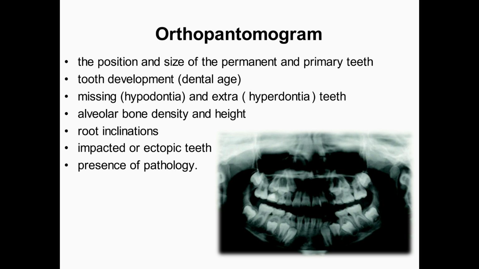This radiograph must be examined using a systematic approach, working from one side to the other, assessing the position and size of the permanent and primary teeth, tooth development or dental age, missing and extra teeth or hypodontia or hyperdontia, alveolar bone density and height, root inclinations, impacted or ectopic teeth, and presence of pathology.